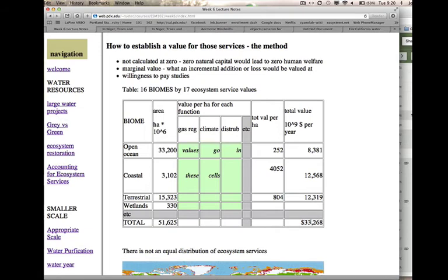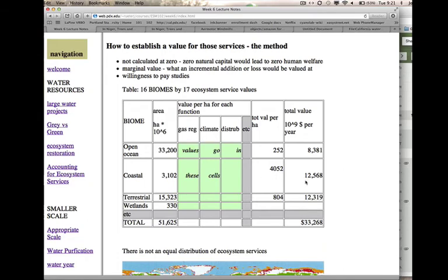So this is where they got that number from, this very large table, and the real work was calculating what these value functions per hectare were. Okay, that's a very interesting approach, and what it shows for a lot of areas is that the value of a forest is way more than you would calculate if you just said, well, how much water are we getting out of it? It does all these other ecosystem services.